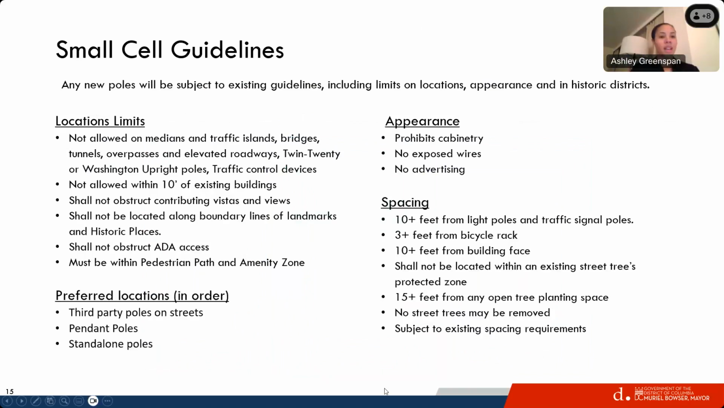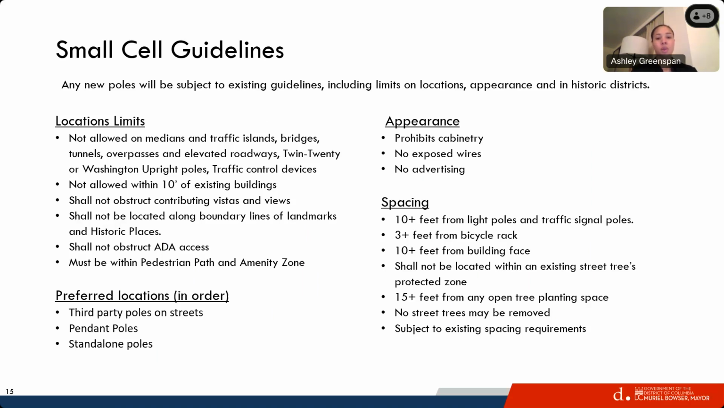Thank you. Next, we're going to talk a little bit about the existing small cell guidelines, which all of the new poles will be subject to. As you can see detailed on this slide, there are many restrictions on the locations, appearance, and spacing of small cells, whether they're on a standalone pole or attached to an existing streetlight or wood utility pole.